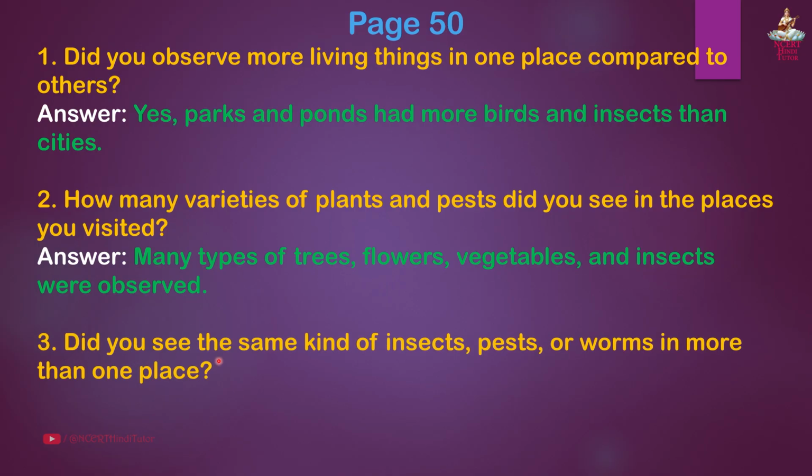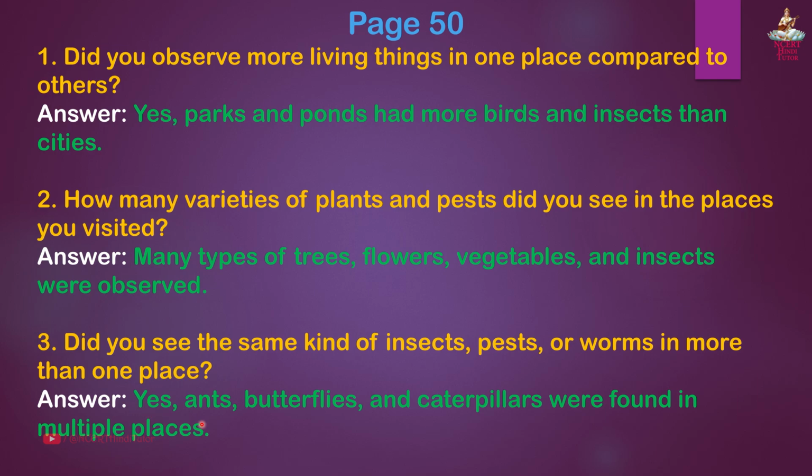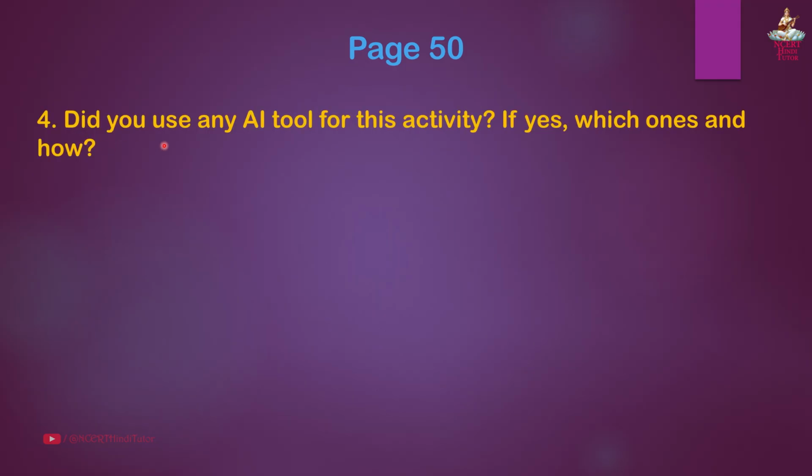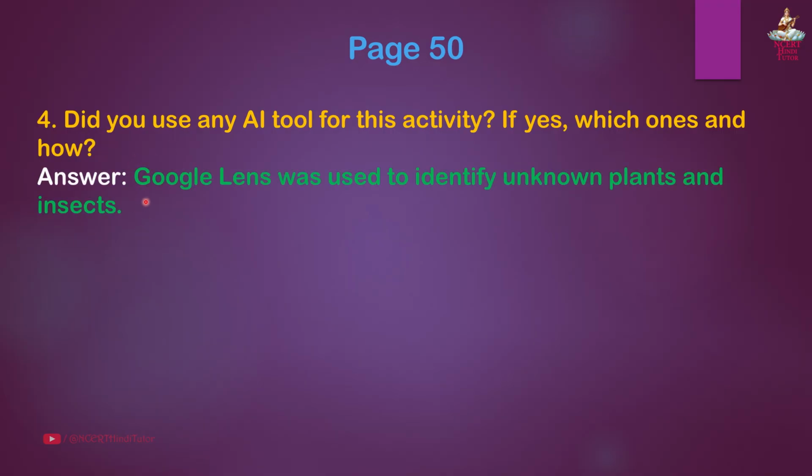Question 3. Did you see the same kind of insects, pests or worms in more than one place? Answer: Yes. Ants, butterflies and caterpillars were found in multiple places. Question 4. Did you use any AI tool for this activity? If yes, which ones and how? Answer: Google Lens was used to identify unknown plants and insects.